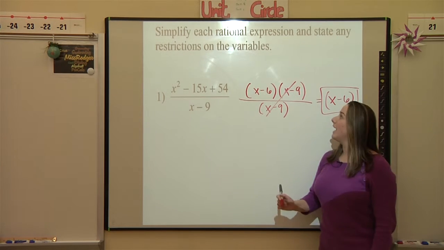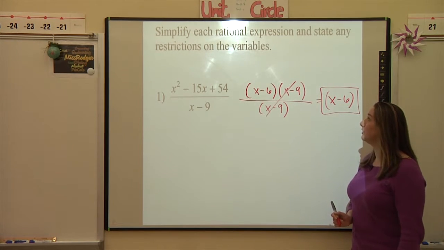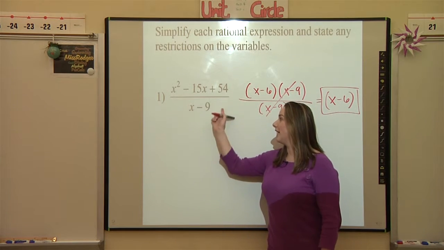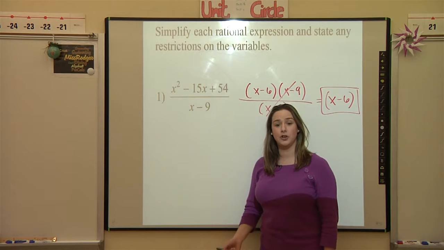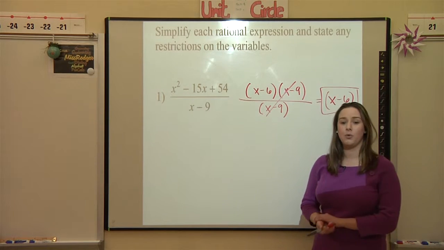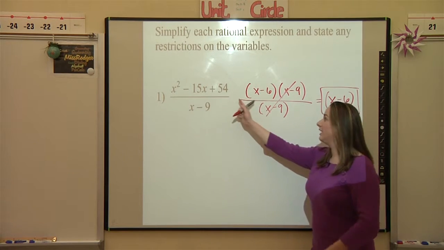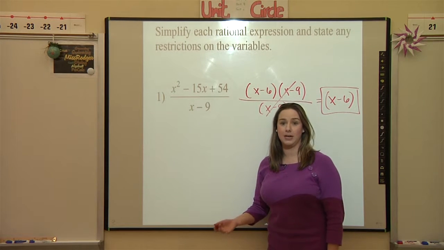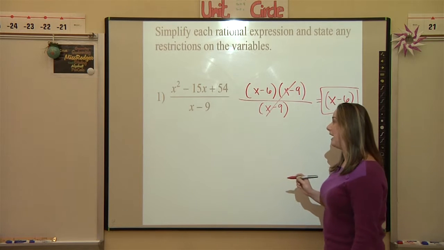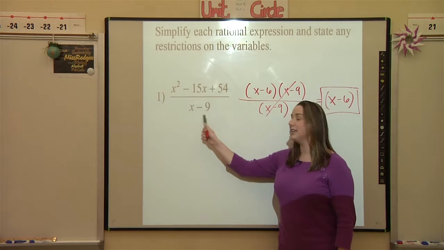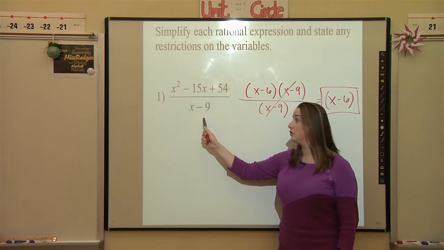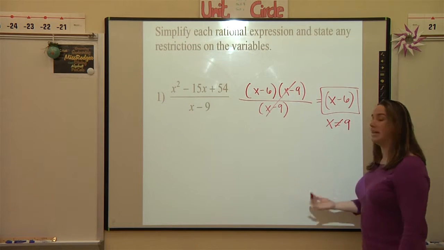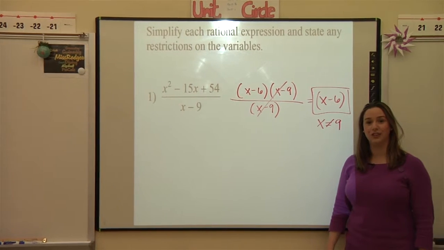When it asks about the restrictions on the variables, this is specifically for x minus 9, the value that's in the denominator. So I want to think about what this can't be. When I have a value of 0 in the denominator, that's when this is going to be undefined. So if I set this expression equal to 0 and solve, I can then say x can't equal 9. So this would be a restriction.